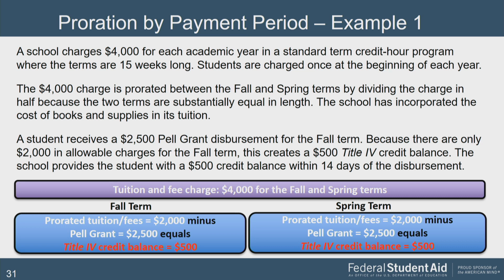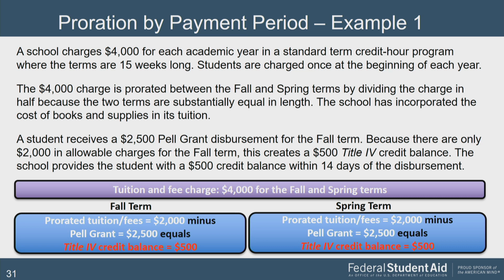We have a school that charges $4,000 for each academic year in a standard term credit hour program. And the terms are 15 weeks in length, and the students are charged once at the beginning of each term. So this is a pretty standard way of doing things. The charge is for each term.